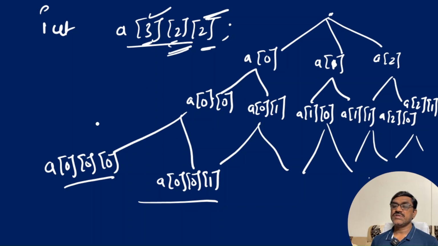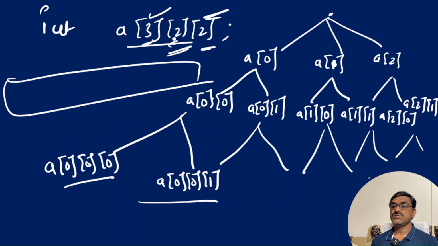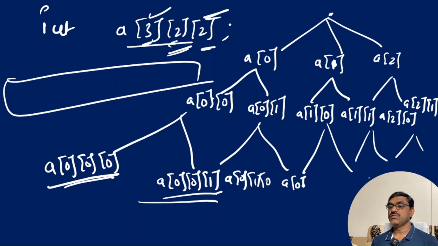This is the memory representation, and totally there are how many? 3 twos are 6, 6 twos are 12 locations. 12 locations are represented like this. First location is A of 0, 0. Next we have A of 0, 0, 1. Here it is A of 0, 1, 0. This is A of 0, 1, 1. Like that it is represented. So in more detail, we will see in the programming part.